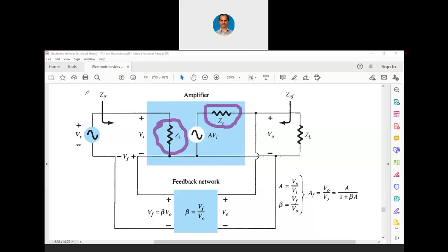Now with feedback, we will have a different symbol called Zif. And we already saw the expression for Zif is Zi into 1 plus A beta. We will proceed with the expression for Zof. But you will have to remember this diagram again for the next derivation as well. So let me proceed now.